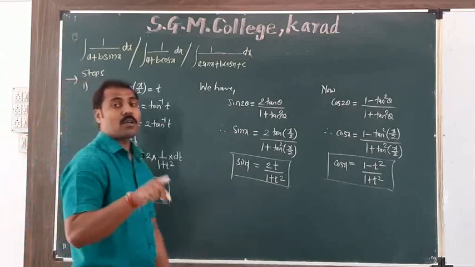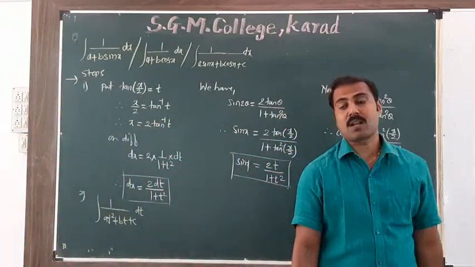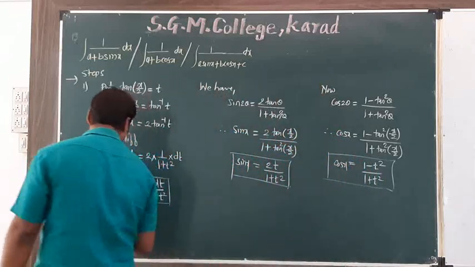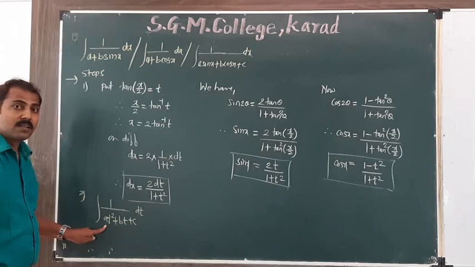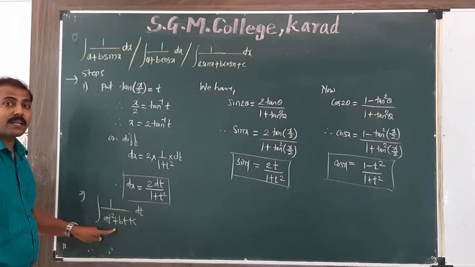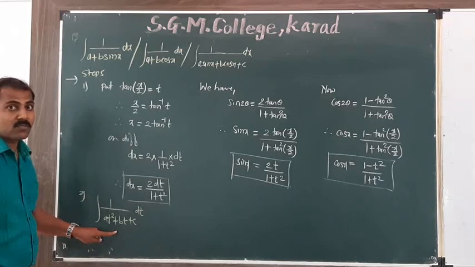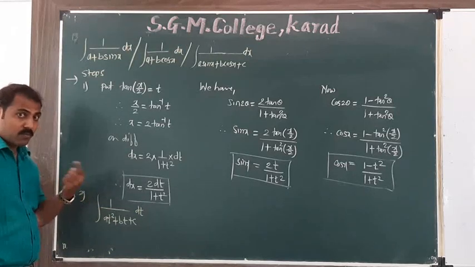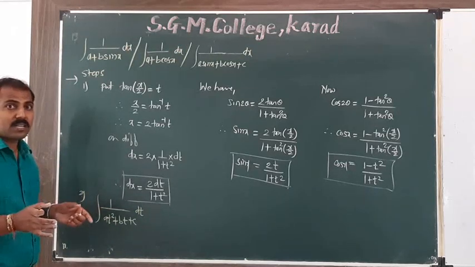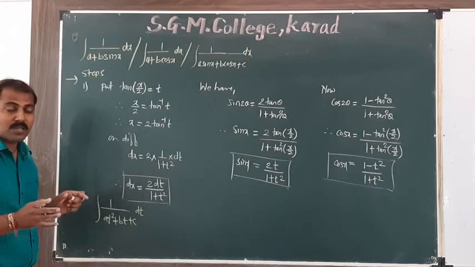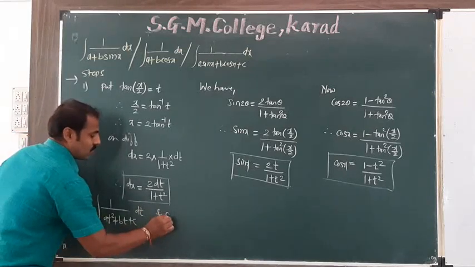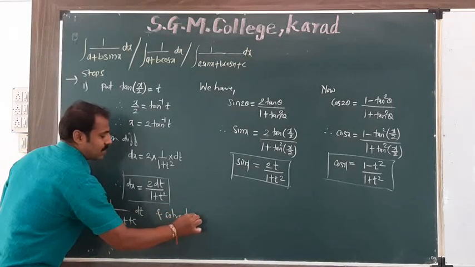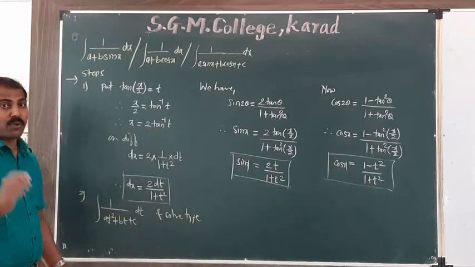That is, 1 upon a quadratic expression, and we solve this type as follows. First, make the coefficient of t square 1. Second, add and subtract the term, coefficient of t divided by 2, whole square. Next, write in perfect square form. The first three terms are a perfect square, and then use the special integral properties. We have learned this type in a previous video.